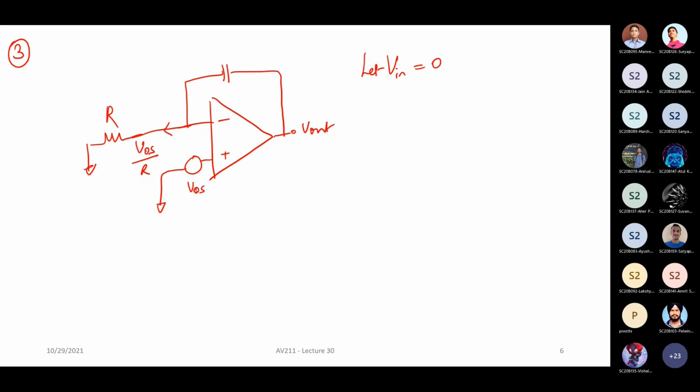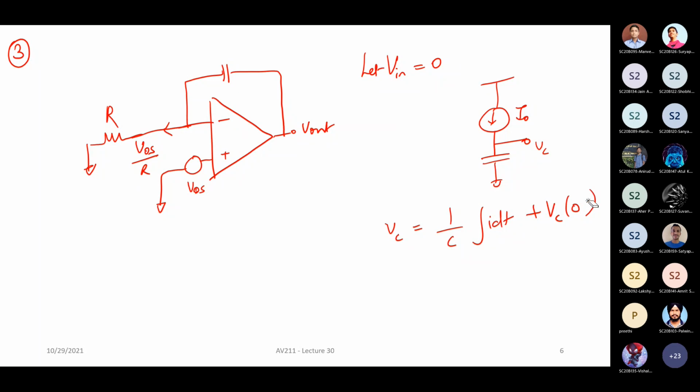So it will increase linearly, because it is as good as pumping some current into my capacitor. If you pump some current I0 into your capacitor, what is your capacitor voltage? The capacitor voltage is nothing but 1 over C integral of I dt, plus Vc of 0, the initial state of the capacitor. So here, the current is I0, and you basically have I0 divided by C times T plus Vc of 0, the initial voltage, correct?